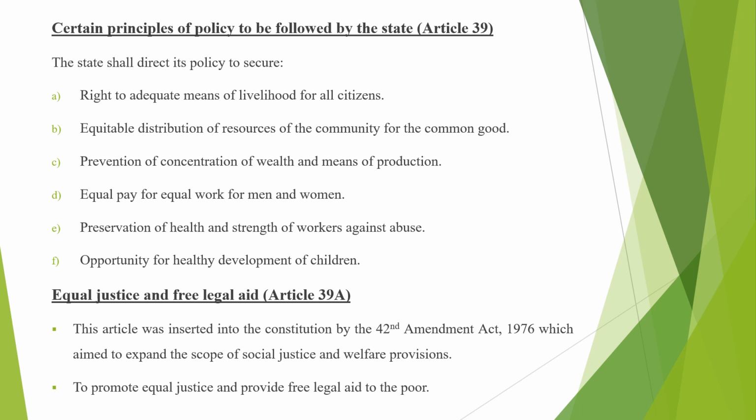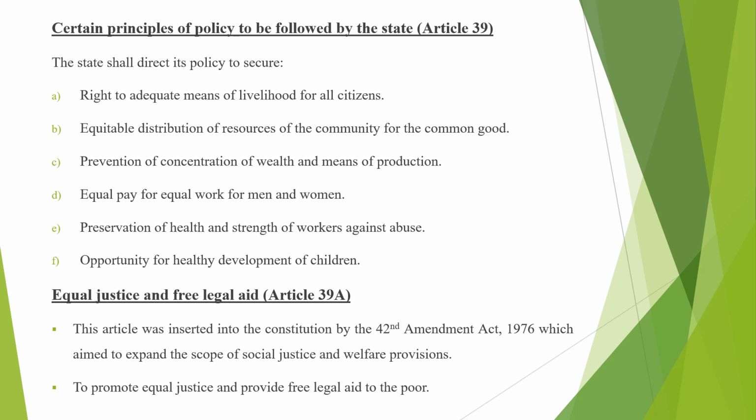The first clause says, right to adequate means of livelihood for all citizens. It means every person should have the opportunity to earn enough to live a decent life. It ensures everyone can find work or earn money to support themselves and their families.